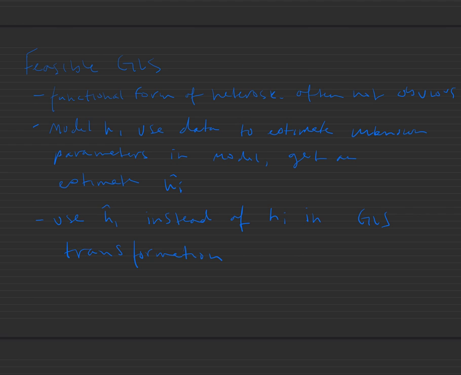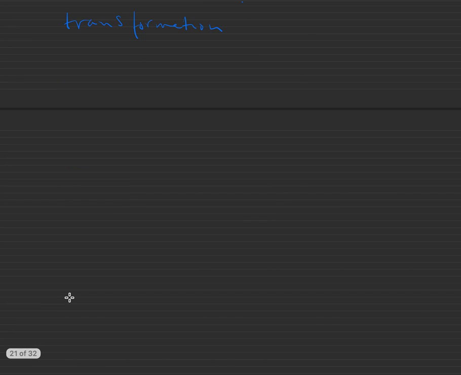Well, we can model h. We can use data to estimate the unknown parameters in the model. We can get an estimate h hat, a fitted value of h, and then use h hat instead of h in the GLS transformation, and this procedure is known as feasible GLS. So let's look at this procedure in a little bit more detail.